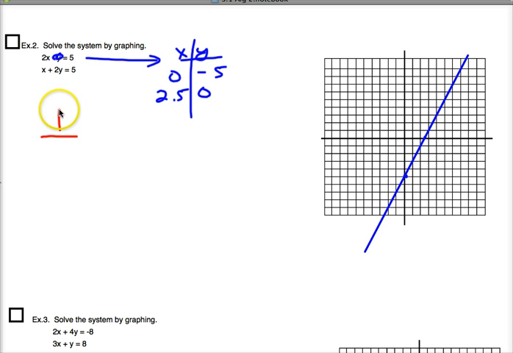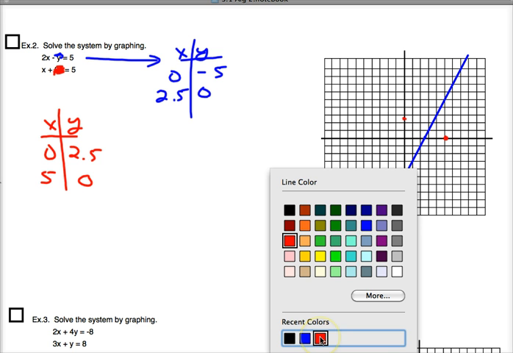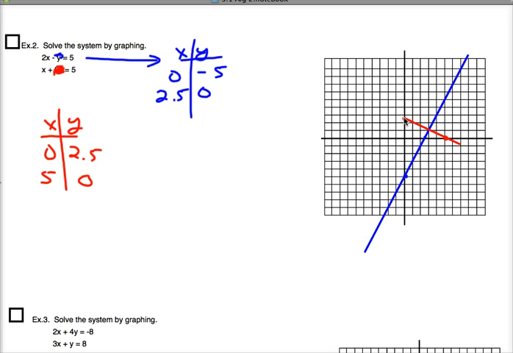This one is also in standard form, so I plug in x is 0, and then I get y is 2.5. And then I would plug in y is 0, which cancels that out, and I get x is 5. So that one's at 5, 0, and 0, 2.5. We'll draw a line through that one. And I don't need to extend that line anymore.